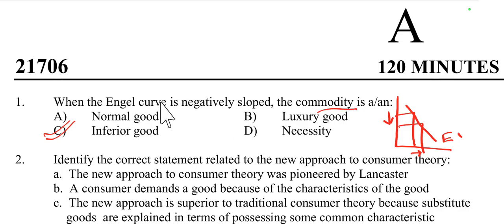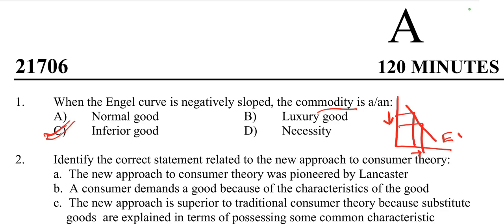So what is the Engel curve? The curve shows the relationship between level of income and quantity purchased of a particular commodity. The Engel curve was given by Ernst Engel. It represents a relationship between the consumer's income and the quantity of a good they purchase. So it shows how the consumption of a particular good changes as income changes, holding price constant.